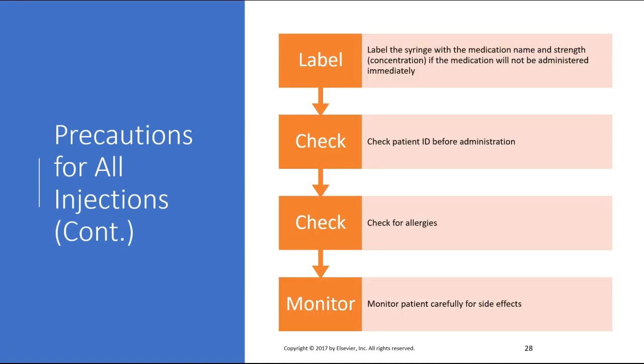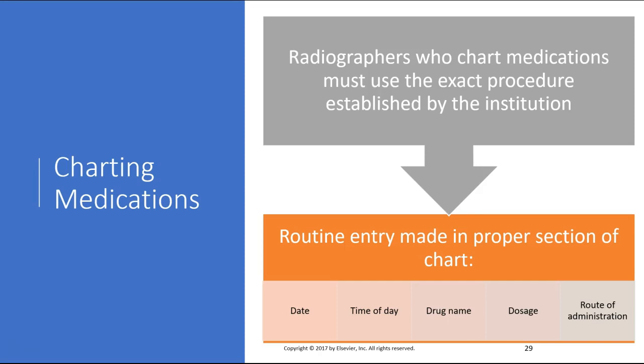Label the syringe with the medication name and strength, the concentration of the medication, if it is not going to be administered right away. A lot of the times if I have contrast in my pocket, I'll tape the bottle to the syringe and write down the time and the date on which I drew it up. I keep it on my person at all times. Check the ID before administering the contrast or the medium, and check for allergies before you actually administer it. Make sure they don't have any allergies to it, and monitor the patient carefully for any side effects or reactions that could be happening.